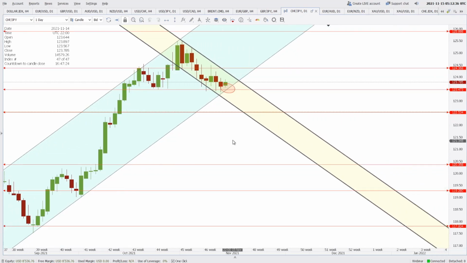Talking about the CHFJPY, it seems to be holding as of now. The support is at 123.47 and the resistance is at 124.36 in this market, and this falling channel's resistance line will always act as a dynamic resistance for the price whenever the price meets this area.